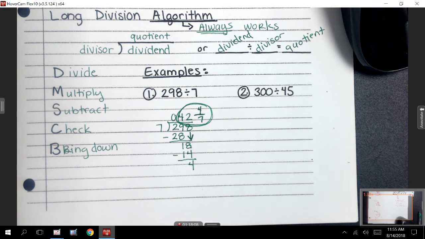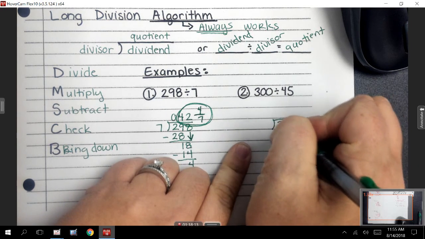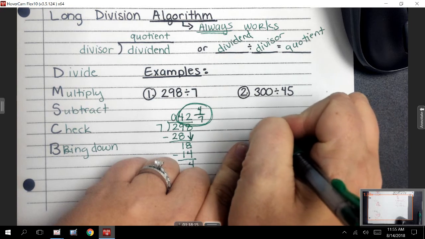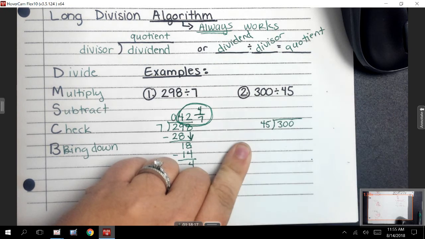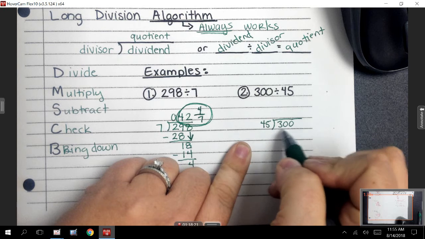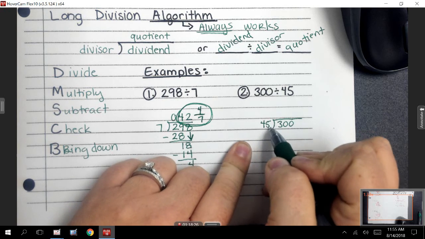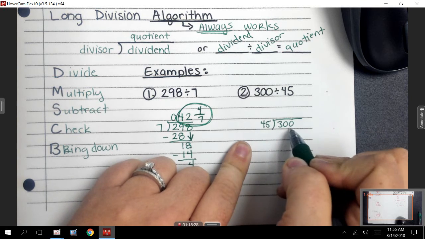All right, on number 2, we're going to take our 300. It's in the front, so it's the one that makes it in the house. Our 45 is last, so it's stuck at the door. We know 45 can't go into 3, obviously. 45 definitely can't go into 30 either, so we are stuck trying to think of a number for how many times 45 will go into 300.